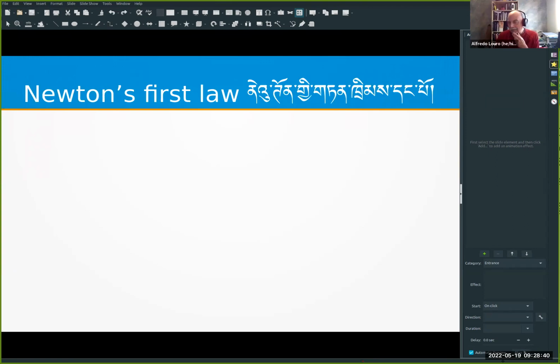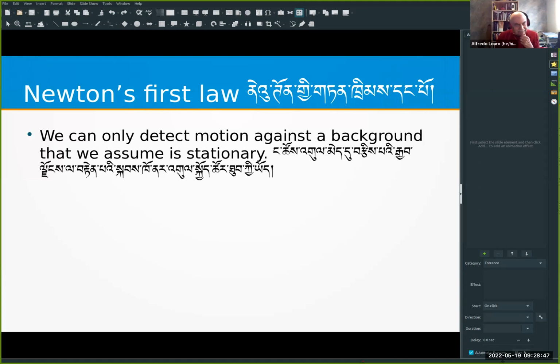So let's go back now to Newton's first law. And you might ask, well, you probably heard of Newton's first law. Newton's first law is usually told in the following way.